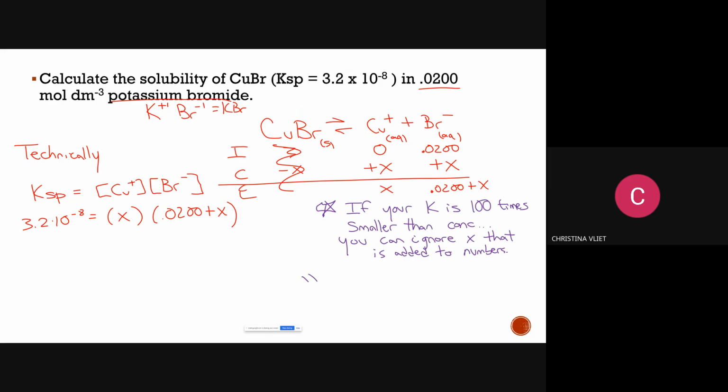The wording or phrasing you may see for that is "assume x is small." Will your K always be very small in Ksp's? It's barely breaking apart, right? So if I compare 0.02 to 0.00000032, this is more than 100 times smaller. Would you agree? So what does that do for us mathematically?